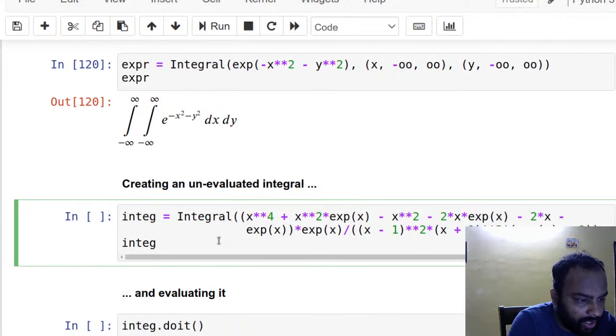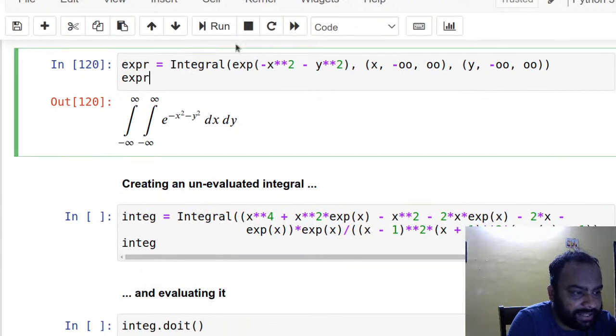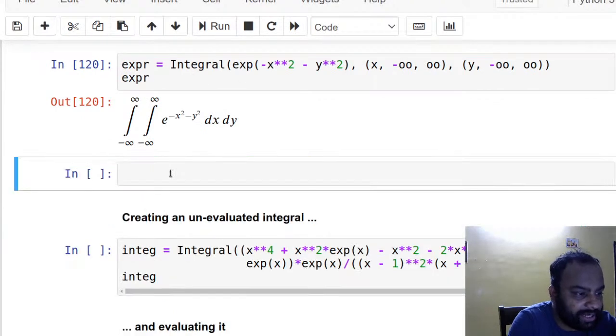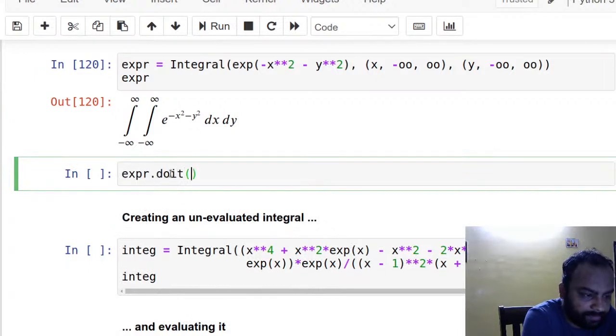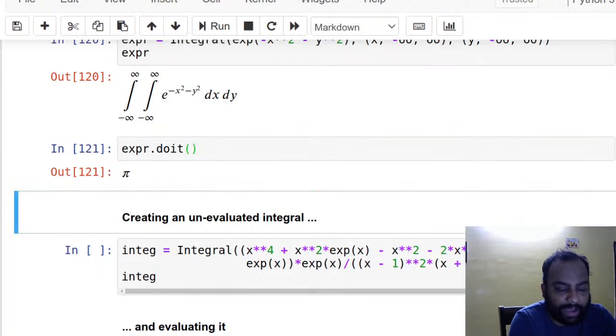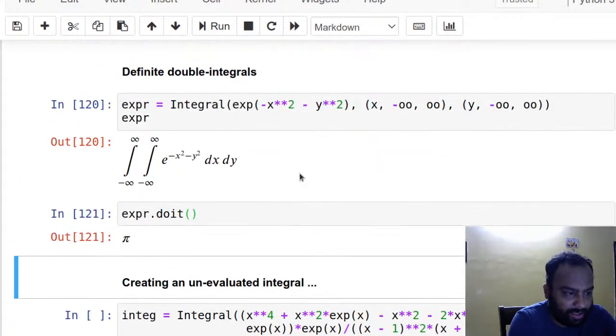Okay. All right. So this is again that integral, and let's evaluate this integral. The same thing we shall do here. I shall say expression, and we shall say do it. Okay, that's pi, right? Fantastic, right?